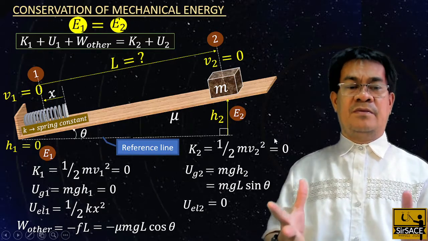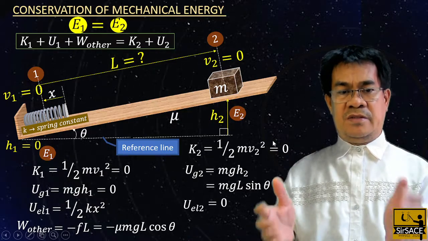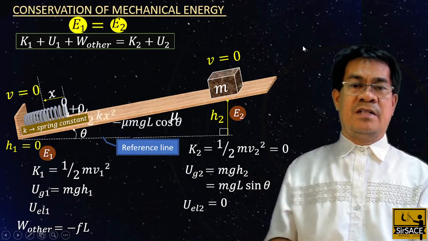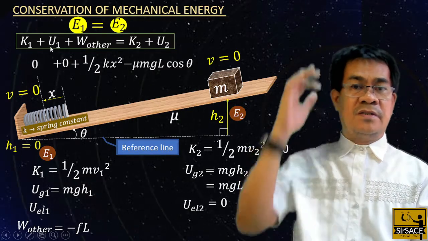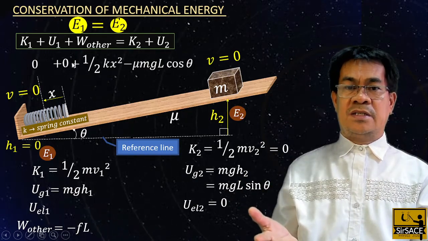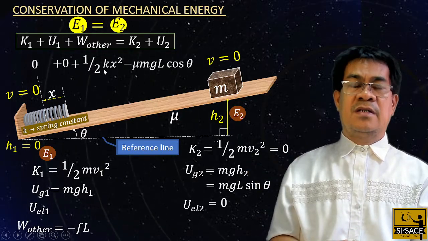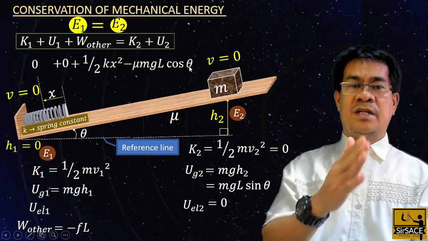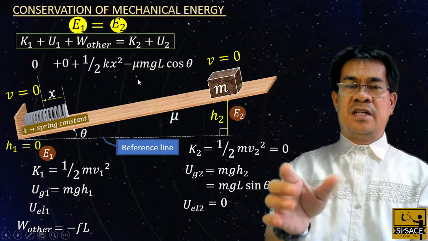So therefore, remember that in the final state we don't have the work done by the other force, because it has already accumulated at the initial point. So all we need to do now is substitute these values into our formula. For E1, we have kinetic energy 0, and two potential energies. One is 0 for gravitational potential because the reference is located at that point. Then 1/2 kx squared is the elastic potential, then minus mu mgl cosine theta for the work done by friction. These are the initial energy, or E1.